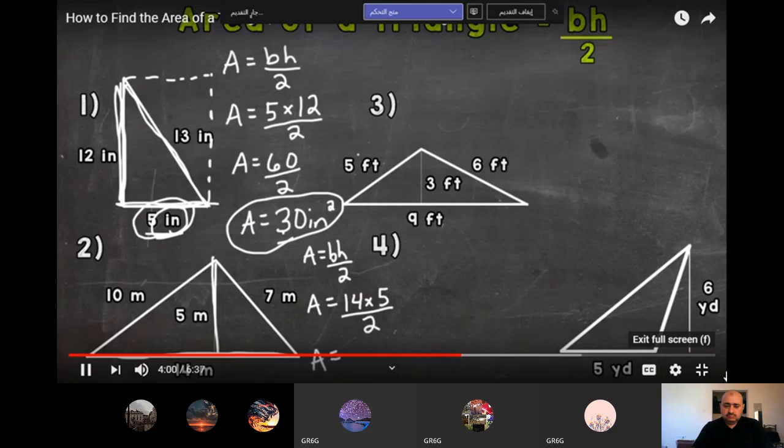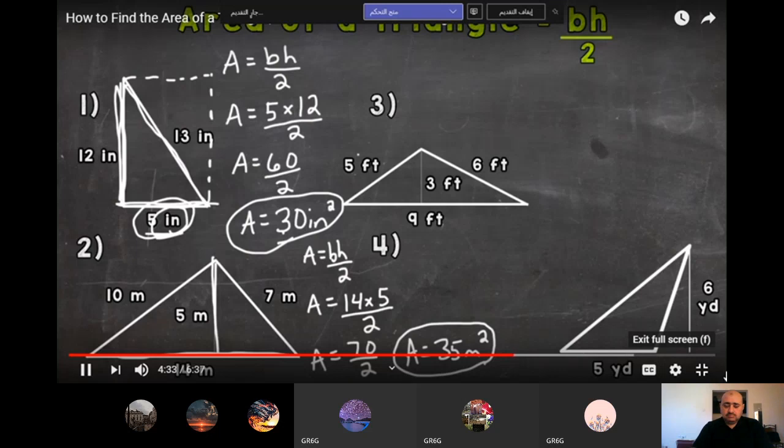So area equals, well, 14 times 5 is 70. And we need to divide 70 by 2 to get our area. So area equals 35 meters squared. And again, we use square units because there are 35 square meters, 1 by 1 meter squares that cover that triangle or fill that area or space.